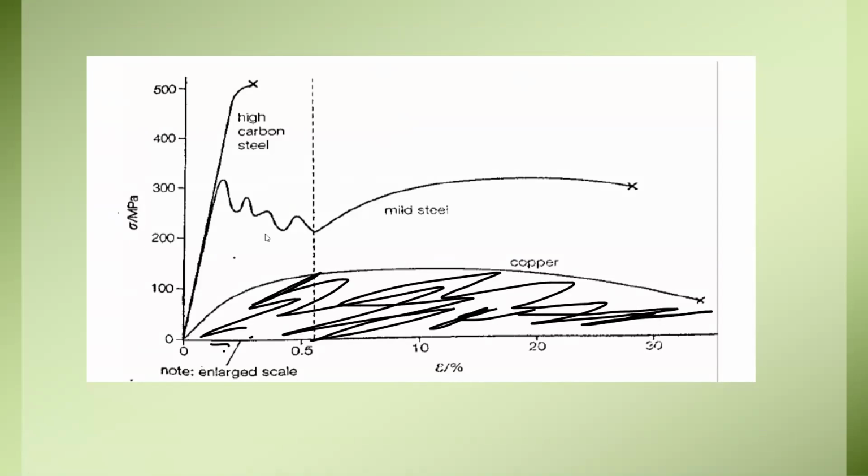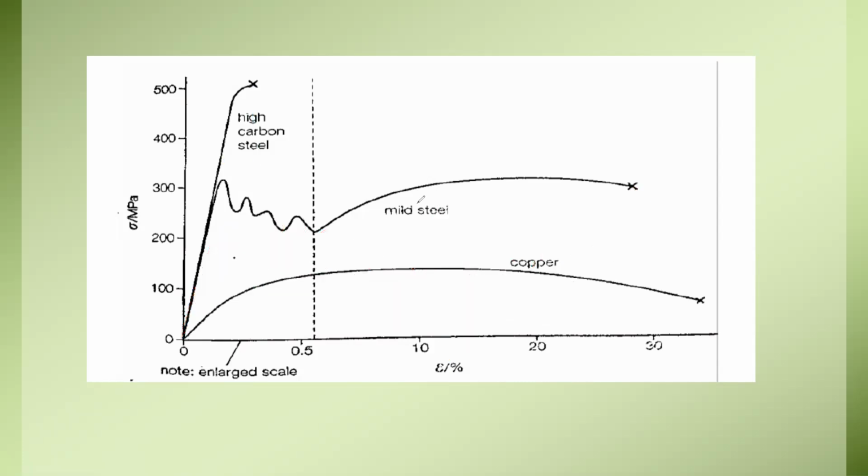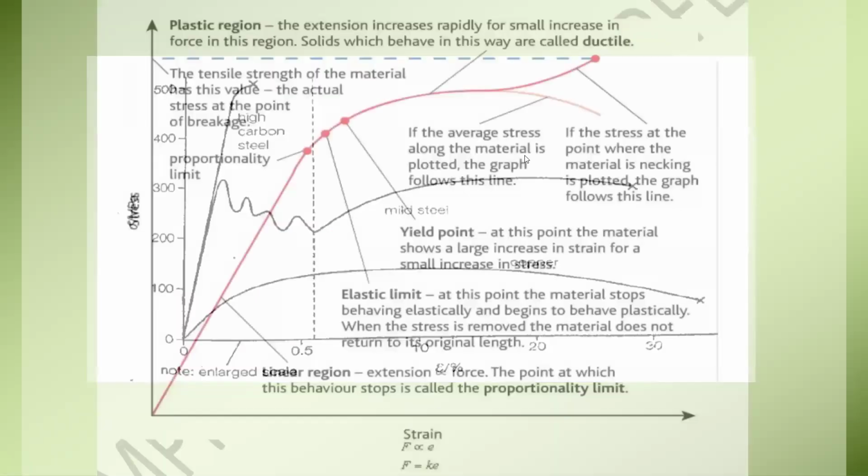If I want to check the toughness of this, I will take the total area. If I want to check the toughness of the high carbon steel, I'll take the area of the high carbon steel. So as you can see, the mild steel is a tough material because it has a large total area as compared to copper and high carbon steel. So when we want to compare the toughness, we take the total area. But when we want to compare the malleability or the ductility, we only take the area after the plastic region.